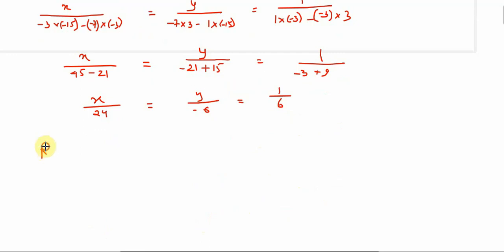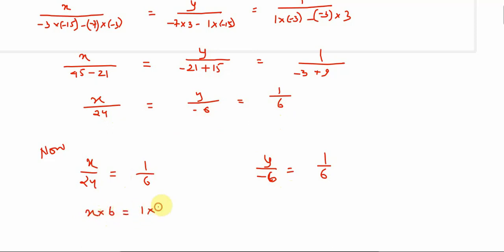For x, how will you find the value? x by 24 equal to 1 by 6. That means both x and y will be equal with constant term, right? That is, for y we'll be using y by minus 6 equal to 1 by 6. Both variables, after multiplying, you equal it with constant term, that is 1 by 6. So if you cross multiply, x into 6 equal to 1 into 24, right?